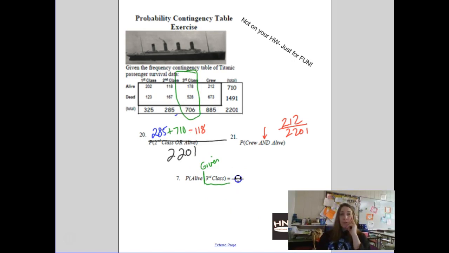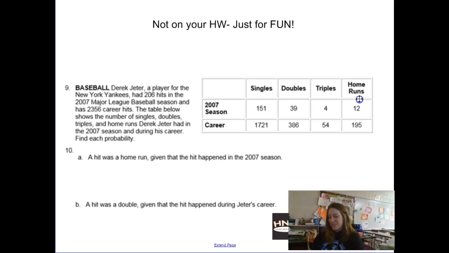So probability that you are alive given that you're from the 3rd class is 178 out of only the total 3rd class, so 706. Now this fraction does reduce. I have no idea what to, but whatever. You just math that or enter that on your calculator. All right, again, not on your worksheet. This is just for fun.